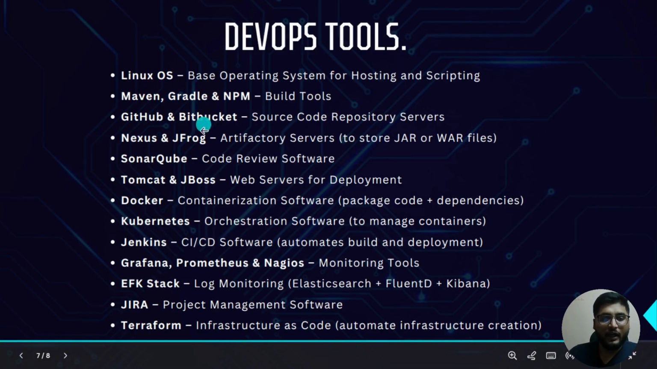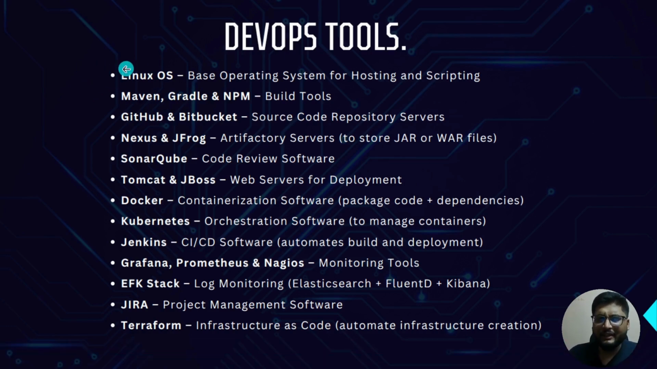So this is also most important: the DevOps tools. First is Linux. Linux is nothing but the operating system on which we deploy our entire project. Next, Maven, Gradle, and NPM. These are build tools. Basically we use Maven for Java applications, and NPM for Angular and Node.js applications.